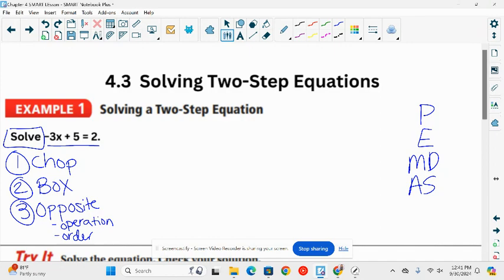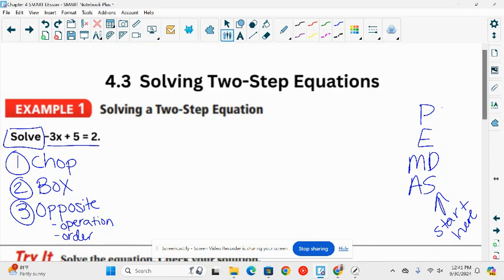And when I'm talking about the opposite order, typically when we are figuring out what order to do things, we start at the top of PEMDAS. When we're working and undoing it and doing the opposite, we actually end up starting at the bottom. We start at the opposite spot.